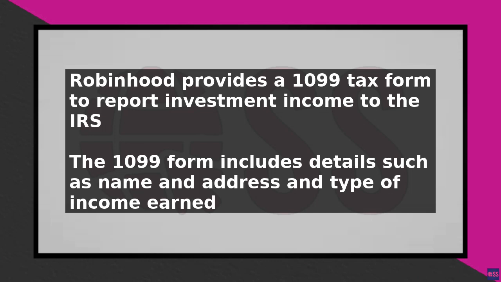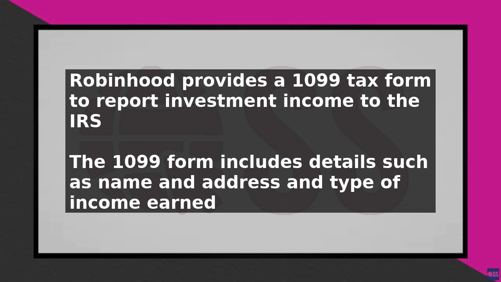To prepare your taxes, Robinhood provides a 1099 tax form, which reports your investment income to the IRS. The form includes details such as your name, address, and the type of income you earned.